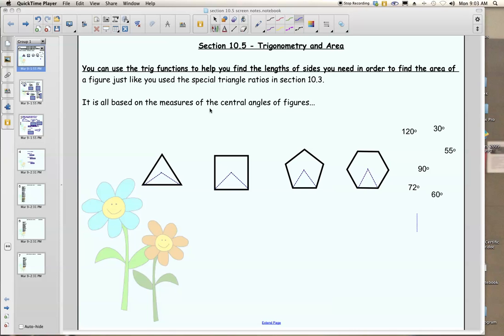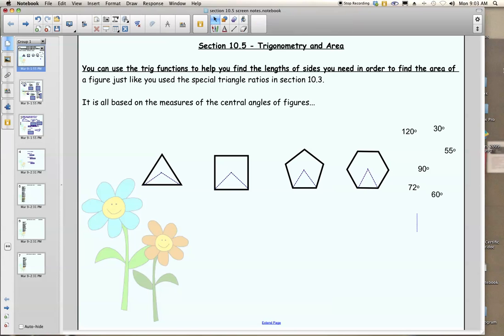It's all based on the measure of the central angles. I showed you a hexagon the other day that said these angles down here were special and they created 30, 60, 90 triangles. Well, the central angles, if you remember, we've talked about central angles before. Central angles are the angles that go from the center of the figure. And all you do is take 360 divided by how many there are. Since the shape goes all the way around, it creates 360 degrees, so you divide 360 by how many there are, and that gives you the central angle measure.